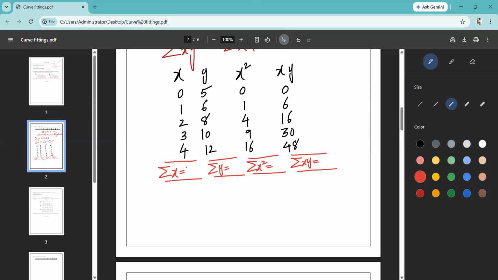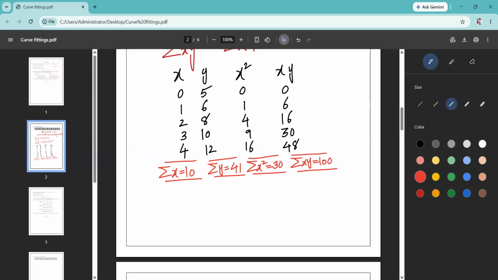Summation x is 10. Summation y is 41. Summation x square is 30. Summation xy is 100.